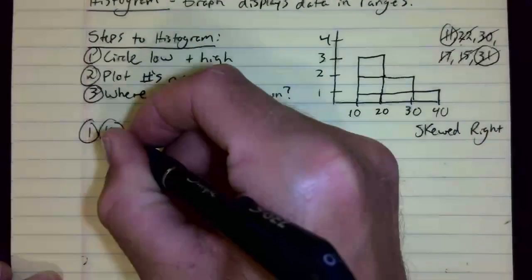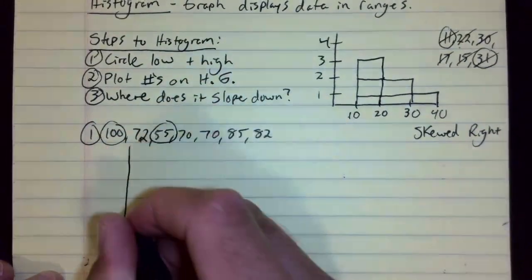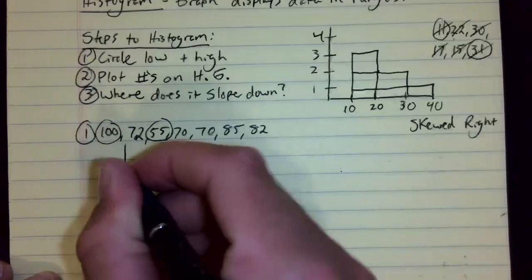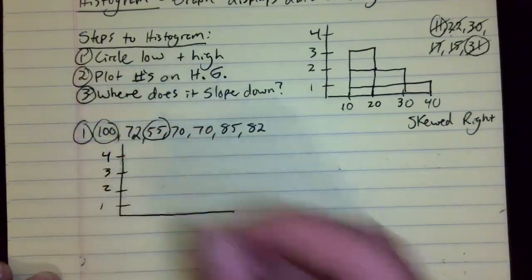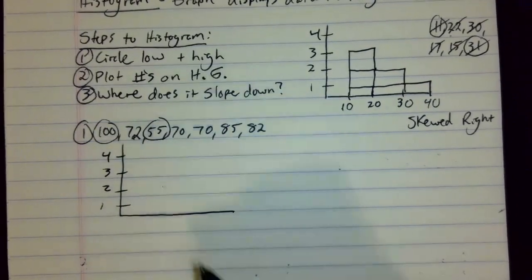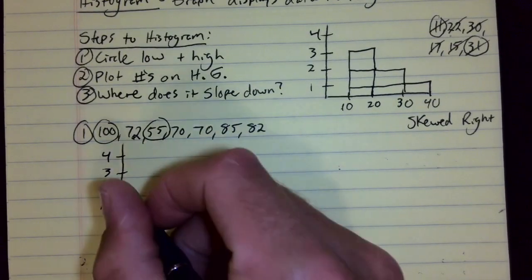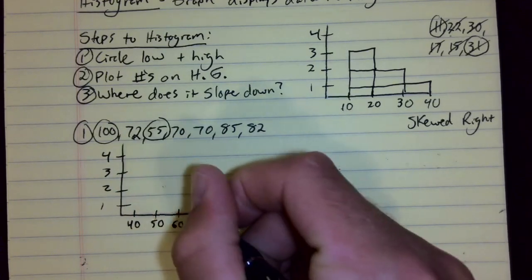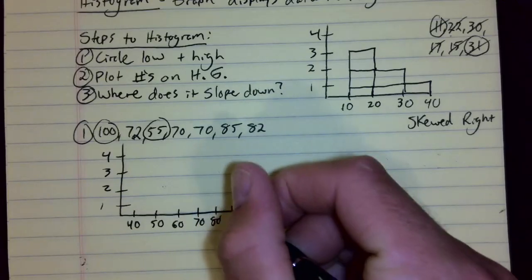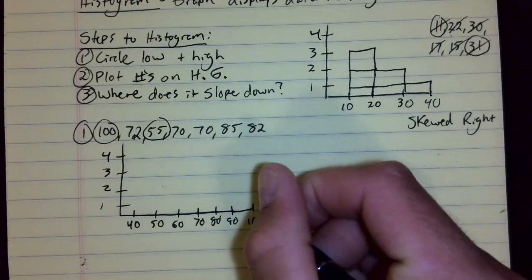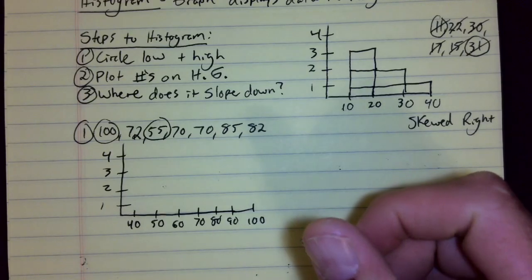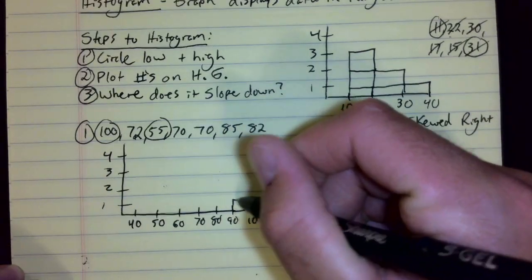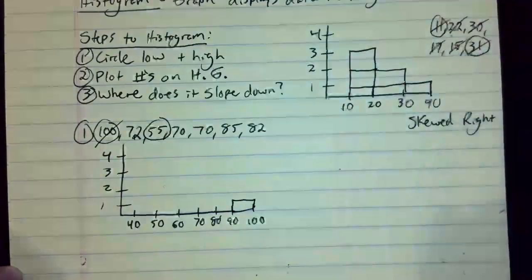So now we just create your histogram on there. Create that histogram. And just go 1, 2, 3, and 4. All right. And then we know our low is 55. So let's just start at, let's say 40, 50, 60, 70, 80, 90, and 100. All right, so we know that 100 is between 90 and 100, so cross that off.